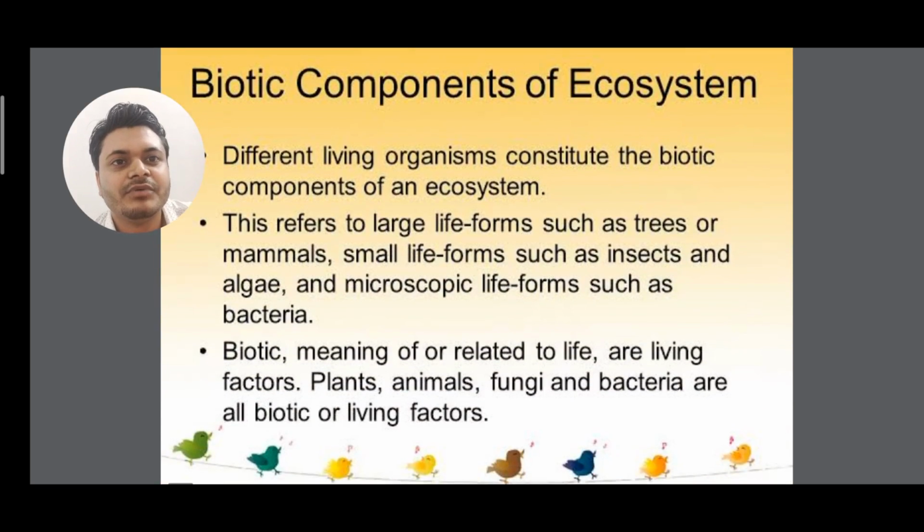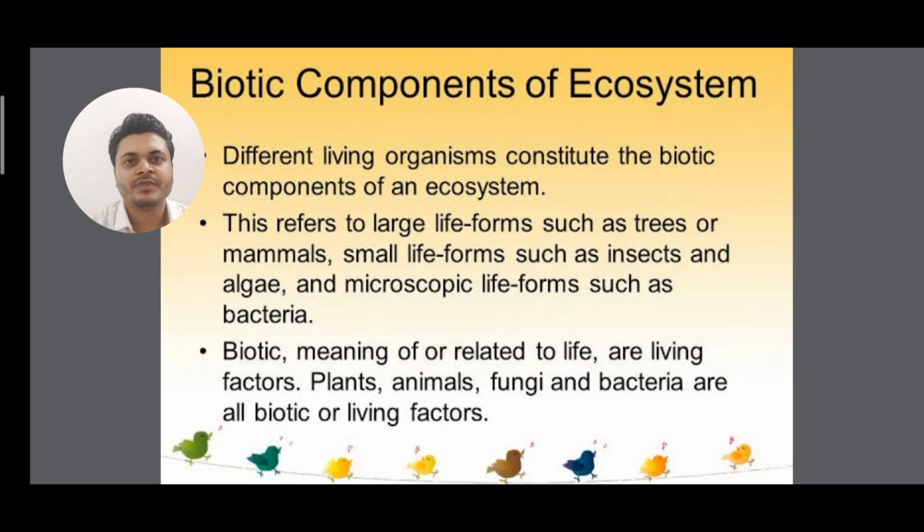Now the biotic component, just now I've discussed. Different living organisms constitute the biotic component of an ecosystem. This refers to the large forms such as trees or mammals, small life forms such as insects and algae, and microscopic life forms such as bacteria. So biotic, meaning of or related to life, are living factors. Plants, animals, fungi, and bacteria are all biotic or living components.